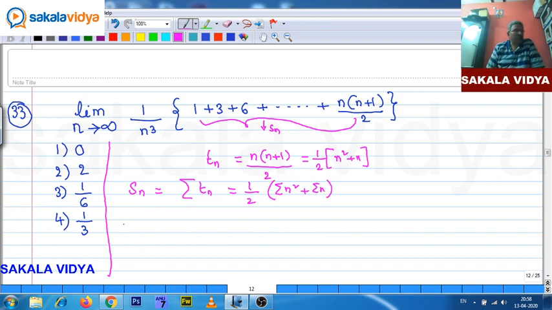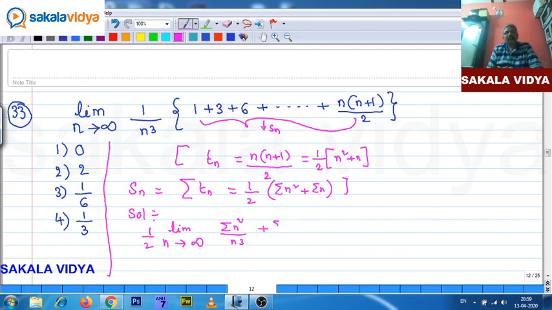So, now let us come to the solution of the problem; this was the plan before going to the solved problem. Now limit n tends to infinity, we can write half common out, sigma n square by n cube plus sigma n by n square, sorry, n cube. This you will get.